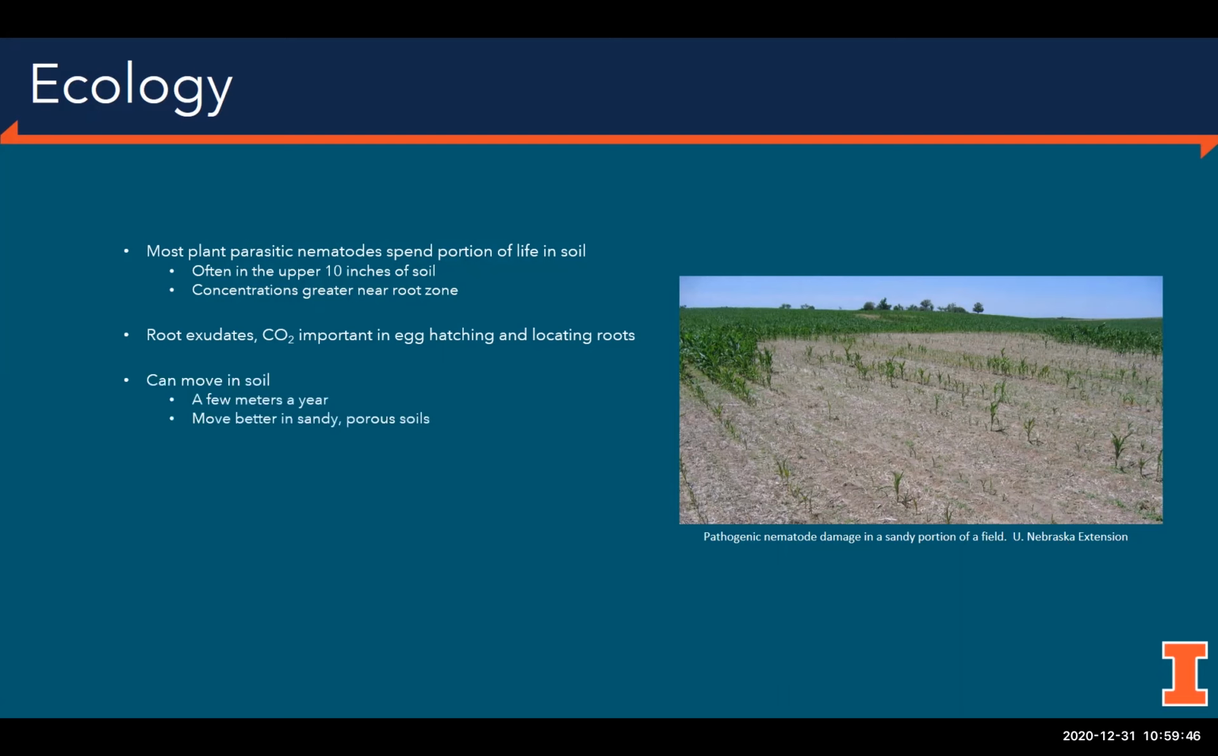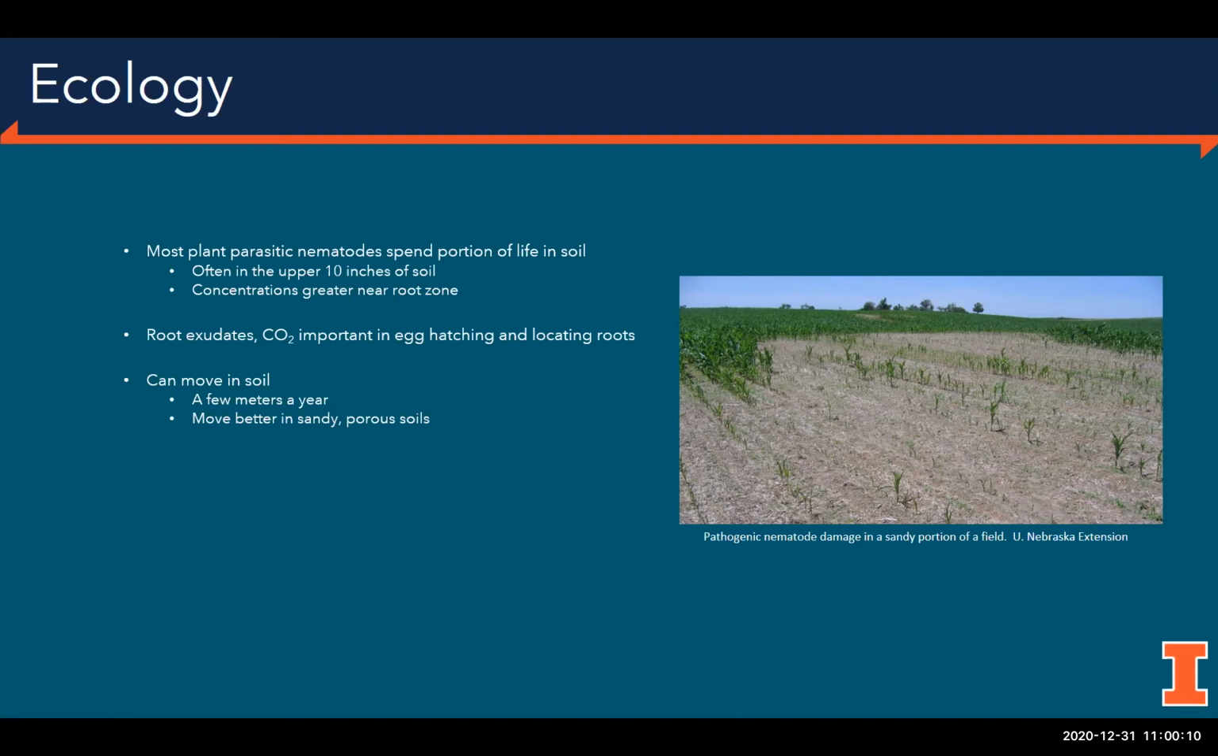As I mentioned, they move, I say a few meters a year, but that's a pretty large estimate. But like I said, 18 inches or so, I think is a pretty reasonable amount to expect it to move in a season. But if you have sandier soils, they can move further. And some nematodes, especially the larger ones, need really sandy soils to cause damage.